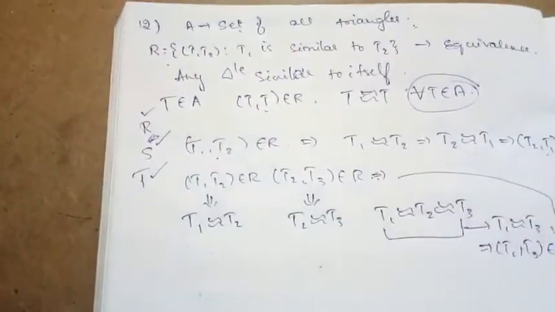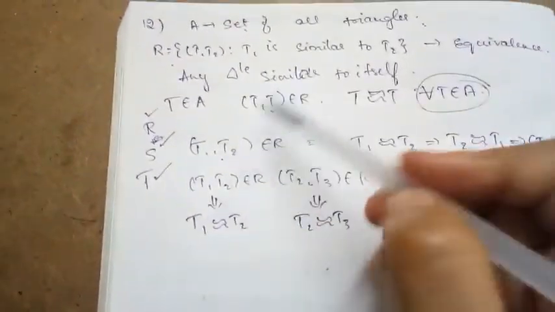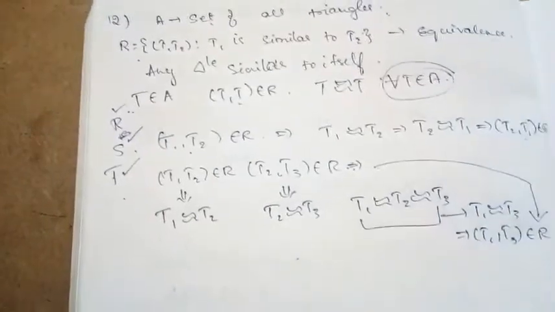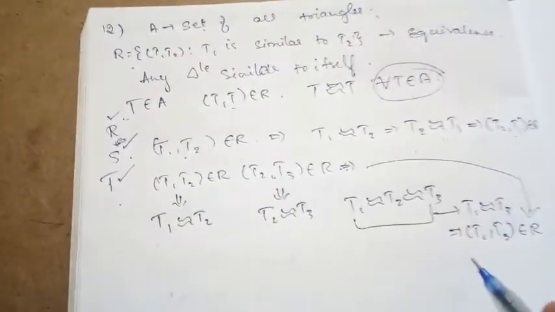So the given relation is a transitive relation. So the relation is reflexive, symmetric and transitive. So the relation is an equivalence relation.